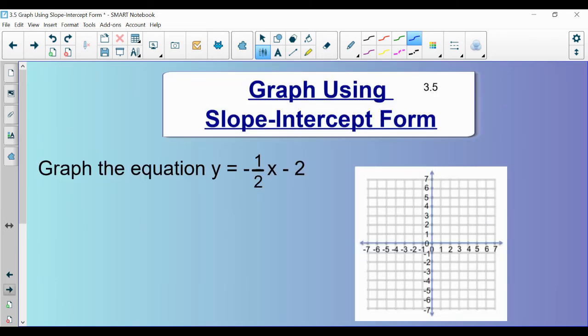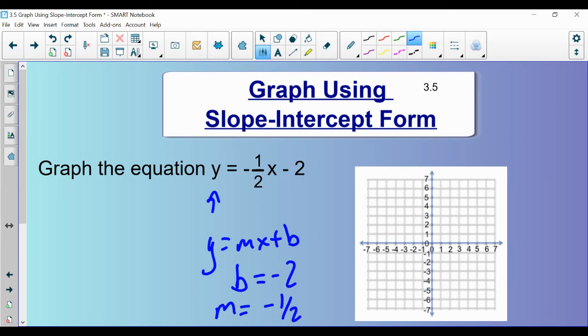So here's another example. This is already solved for. Y is by itself. So then it's in slope-intercept form, which is y equals mx plus b, right? Our b value here is -2, and our m value here is -1/2. So what you would do is you would go down to -2 on the y-axis. Remember, b is the y-intercept. So you would go down to -2 on the y-axis and put a dot there.